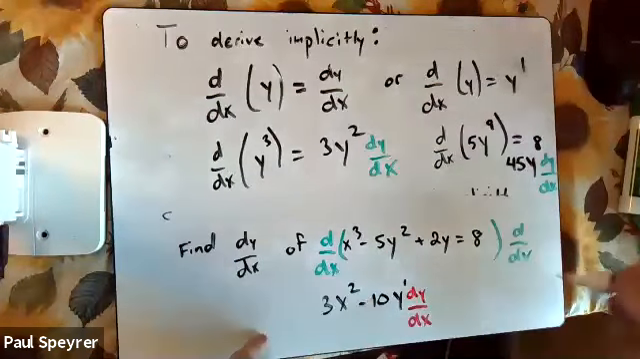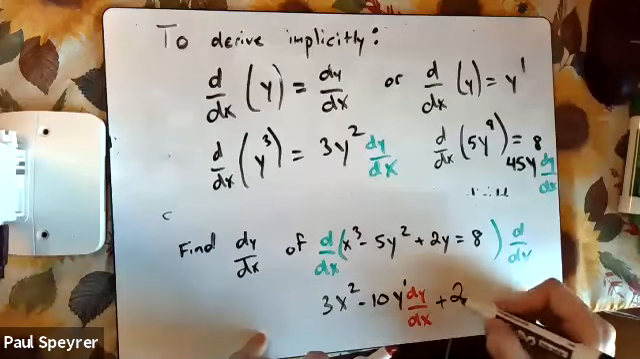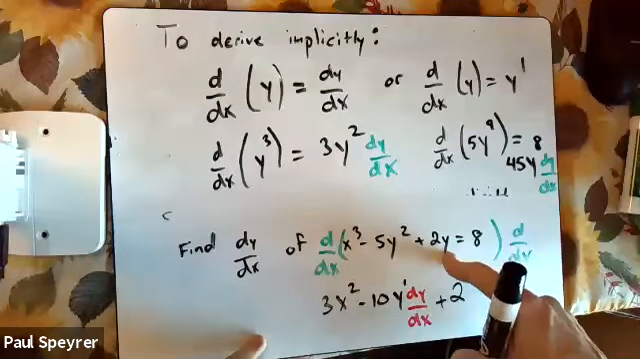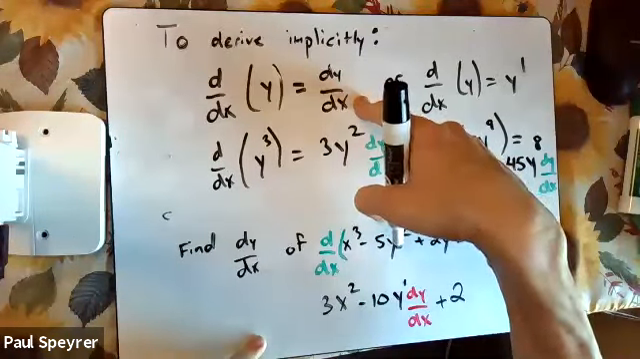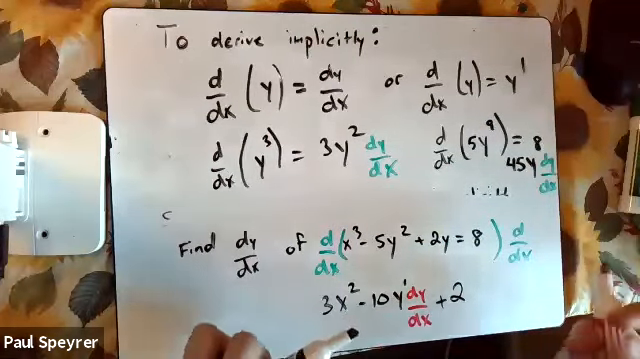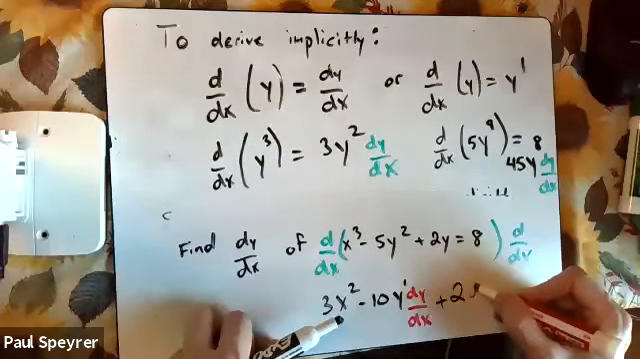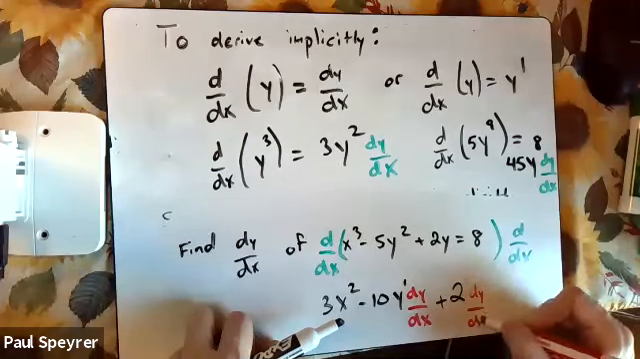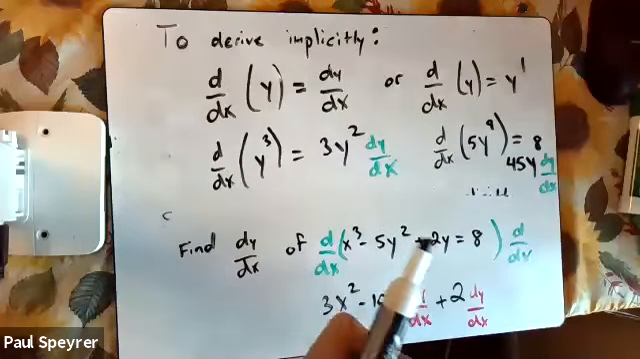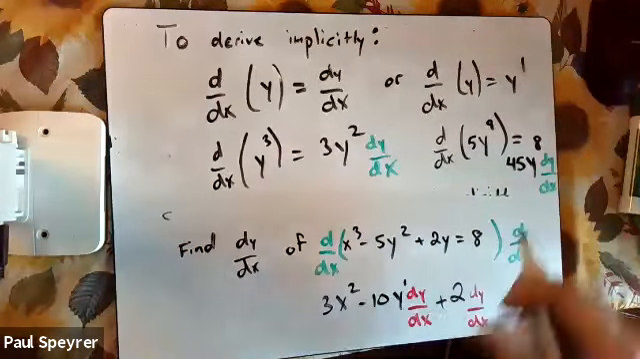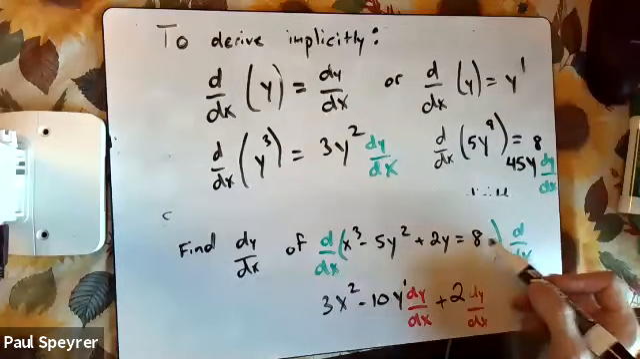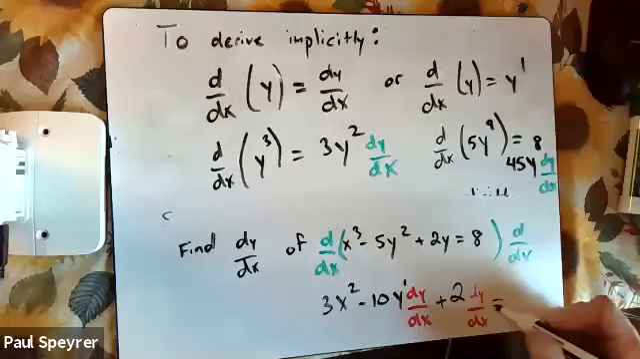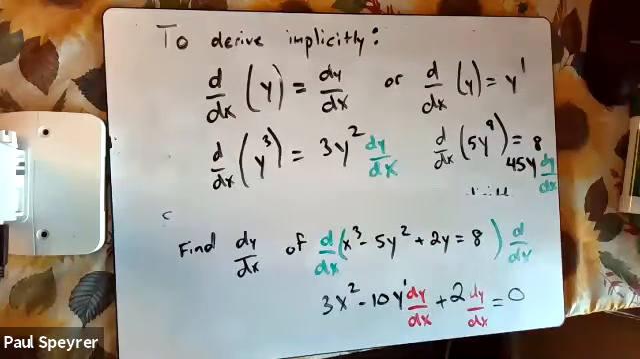Now let's move on to the next piece, plus 2y. What's the derivative of y? We saw that up here implicitly. It's dy/dx. And all that is equal to, what's the derivative of a constant with respect to x? That is also just 0.